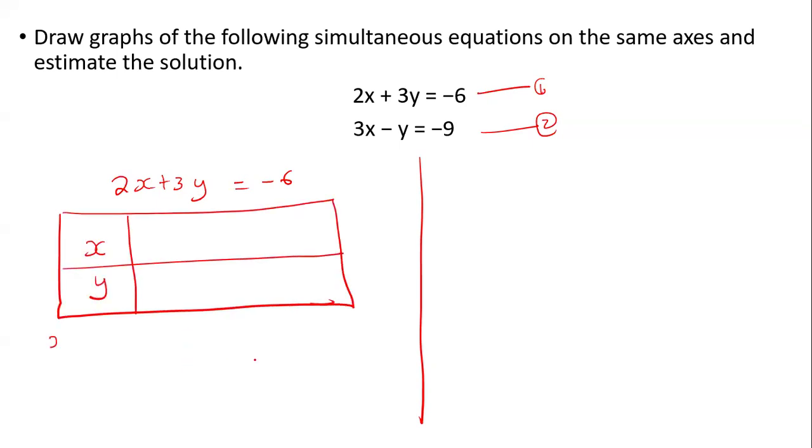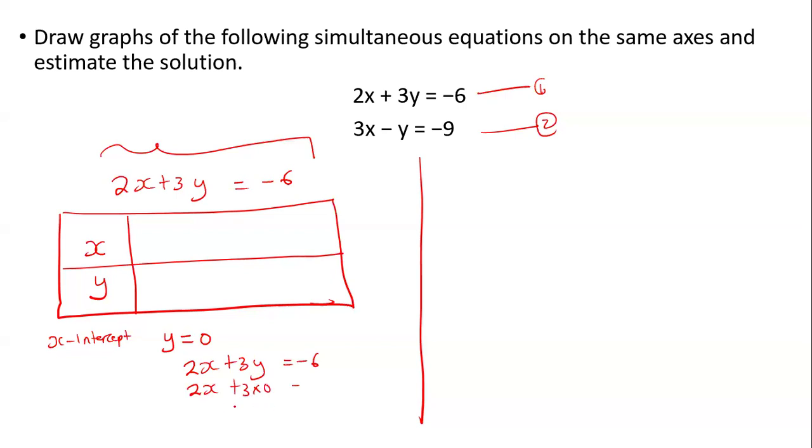So I'll come and I say 2x plus 3y is equal to negative 6. Since I want the x-intercept, y is 0. So here I'll have 2x plus 3 times 0, which is 0, is equal to negative 6. So I'll have 2x is equal to negative 6. In order for me to find the value of x, I divide by 2, so I end up with x is equal to negative 3. That means that when my y is 0, x is equal to negative 3.